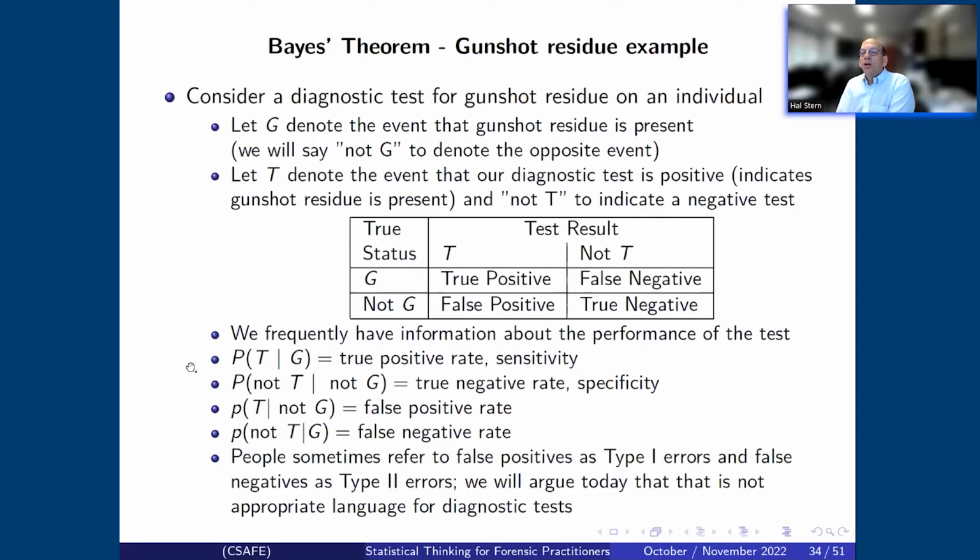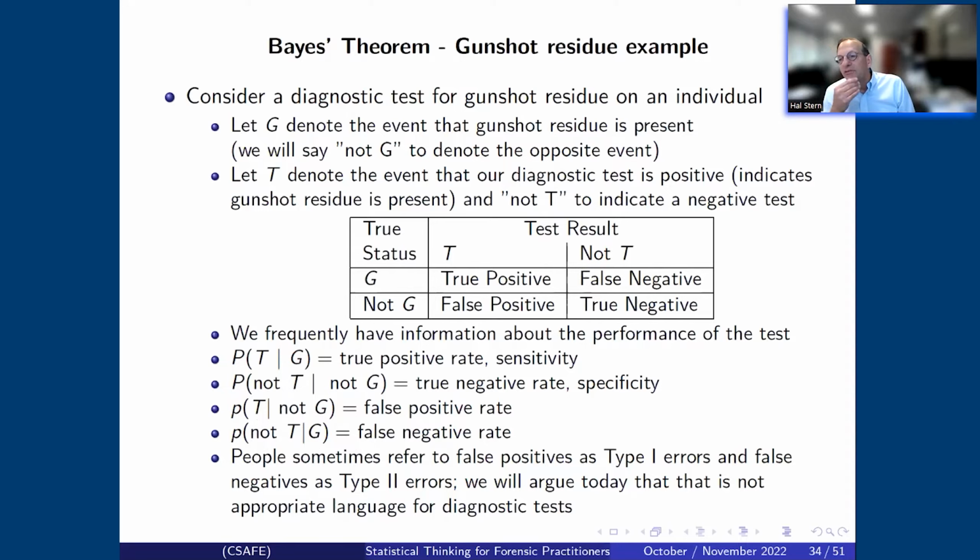And so these are all in the form of conditional probabilities. That is, if the truth is the individual has gunshot residue on their hand and the test comes back positive, that conditional probability is known as the true positive rate or the sensitivity. Similarly, we get a true negative rate or specificity. The test is very specific. If you don't have gunshot residue, it doesn't come back positive. And then we can get the error rates, the false positive rate when I look at cases where there is no gunshot residue and the test comes back positive. And the false negative when there is gunshot residue and the test comes back negative.